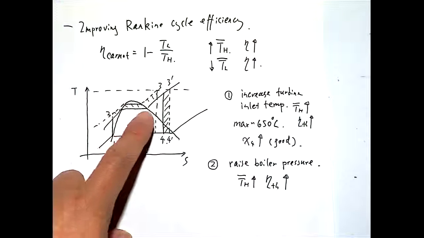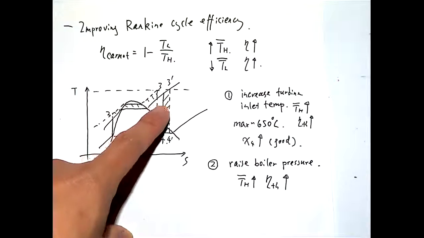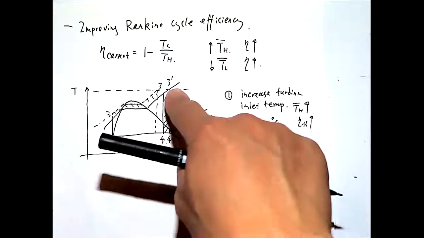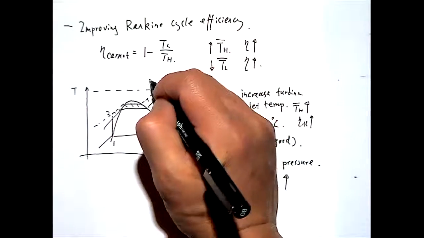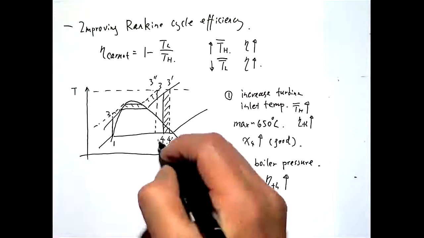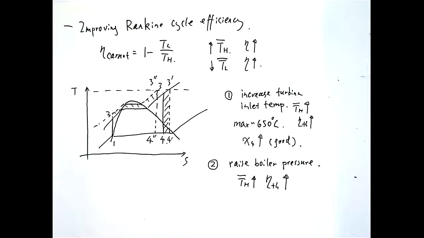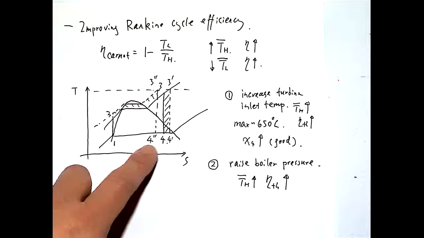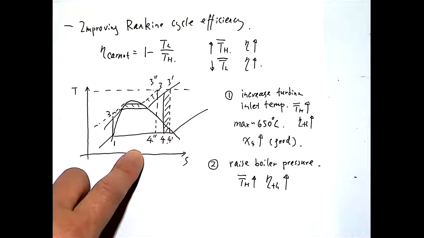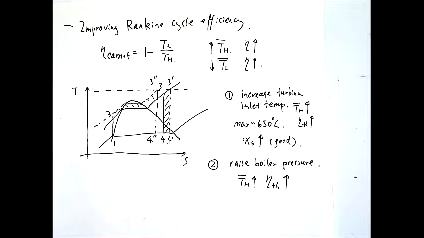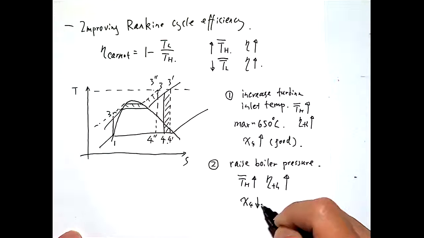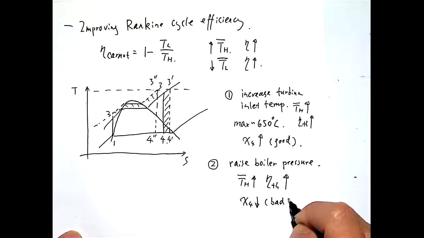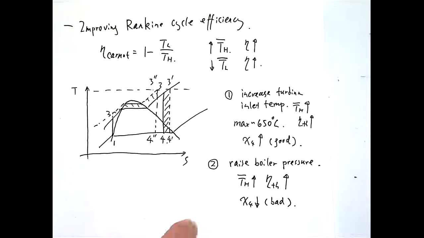One is, as we mentioned now, because you are limited by the turbine inlet temperature, this state of, let's say, 3 double prime there, and this 4 double prime. The 4 double prime now will go further into the saturation dome, which means its quality will become lower, which is not good. This is definitely a downside.